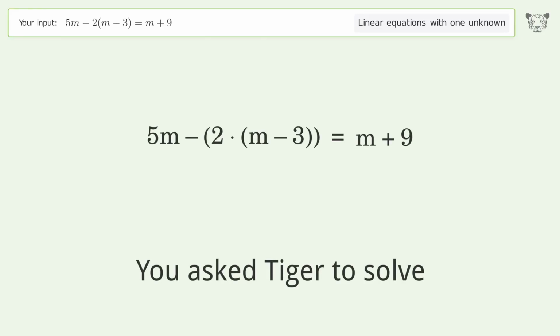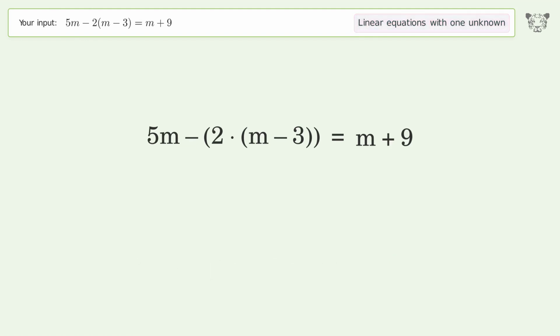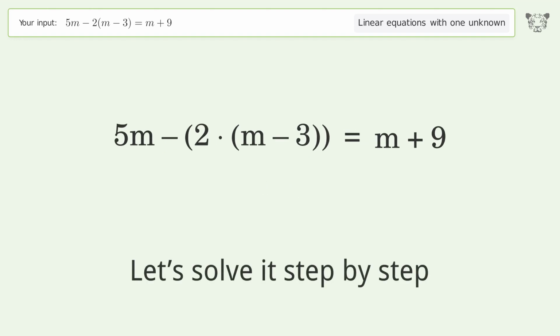You asked Tiger to solve this. It deals with linear equations with one unknown. The final result is m=3/2. Let's solve it step by step.